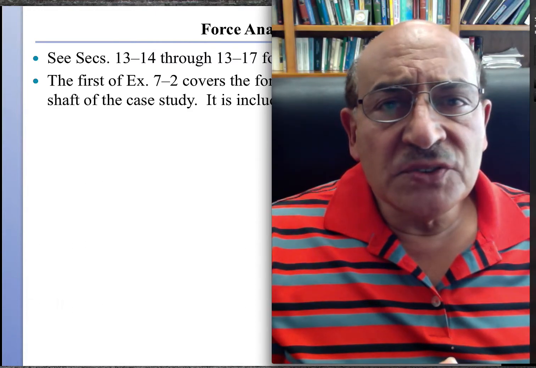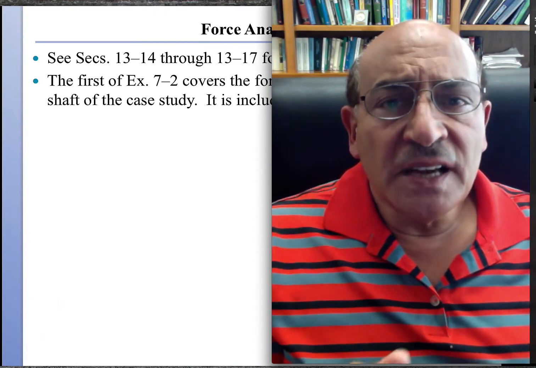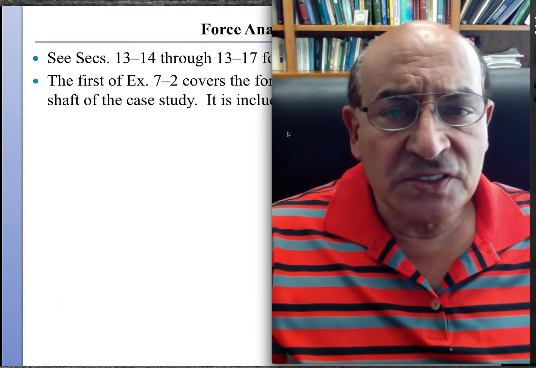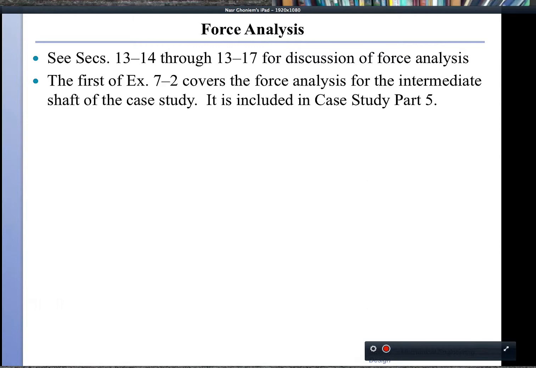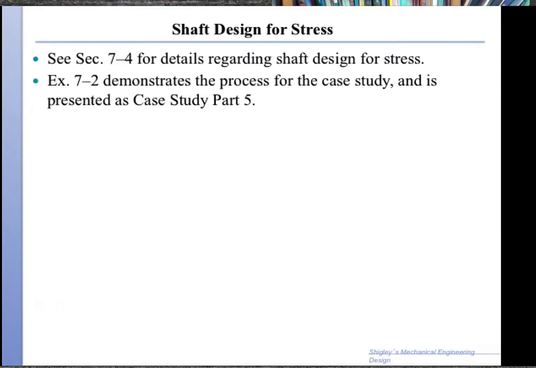And then we're going to do deflection analysis for the shaft, and that we've done also in an earlier lecture, and the results look like this. So the force analysis done, material selection, we selected an inexpensive 1020 cold drawn steel as a starting point, and then we did the stress analysis.